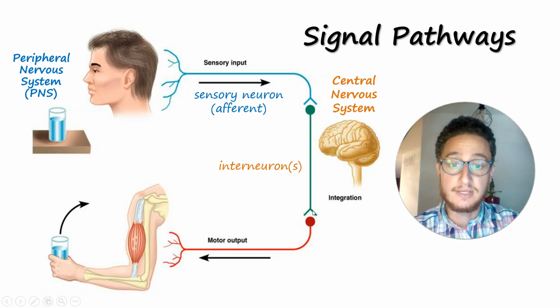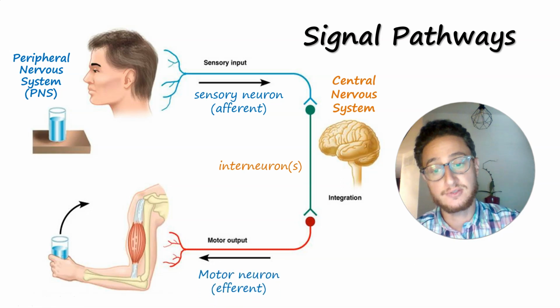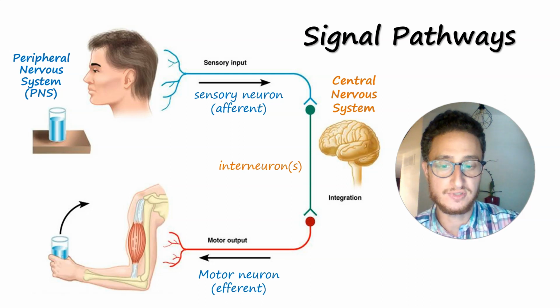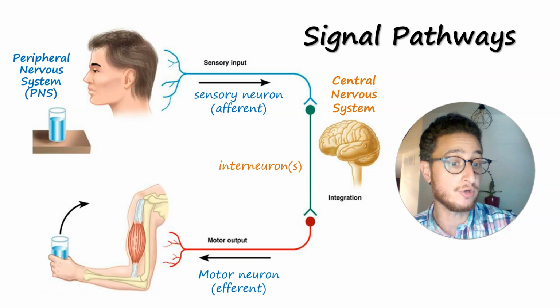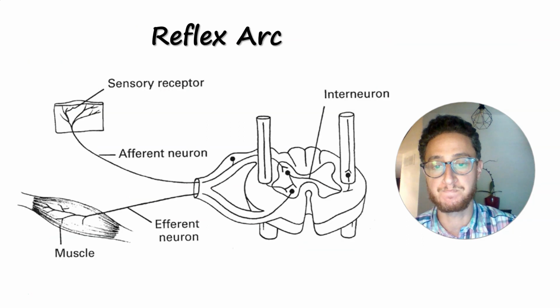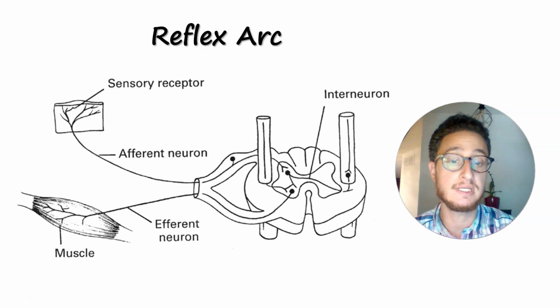Finally, we can send information from the interneurons out to our effectors via what we call efferent neurons, moving away from the central nervous system, and we'll call those sometimes motor neurons because they can affect things like our muscles and create movement. So quickly, let's look at how this works in our simplest pathways, a reflex arc, where we don't even need to necessarily use our brain for the response.